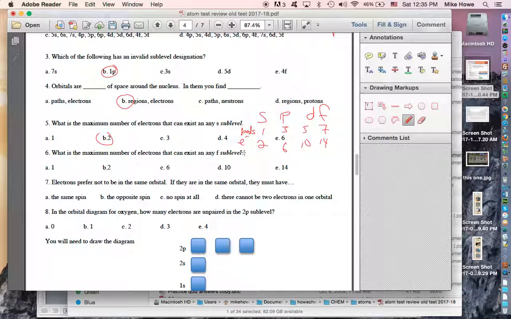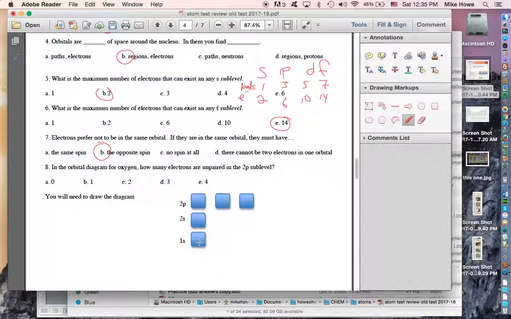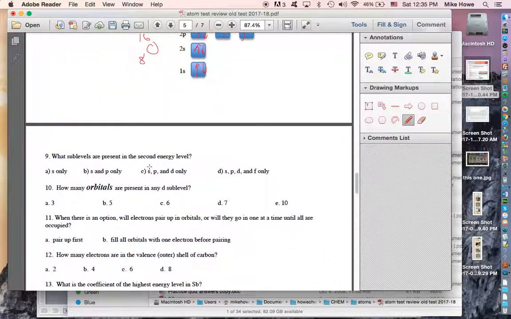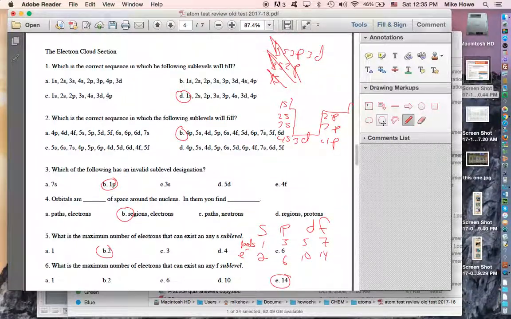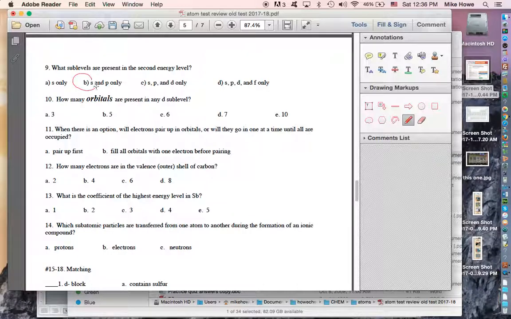The maximum number of electrons in the f sublevel: f was over here, 7 beds, 2 electrons per, so 14. Electrons prefer not to be in the same orbital, but if they are in the same orbital, they have to spin in opposite directions. And then if you look at the 2p sublevel, 1, 2, 3, 4, 5, 6, 7, 8. I'm putting in 8 electrons because oxygen has 8 electrons. Of those 8 electrons, 2 of them are not paired, so the answer is 2. The sublevels in the second energy level, if you go back up here to this little thing I drew earlier, are 2s and 2p. That's all there is in the second energy level, so s and p.